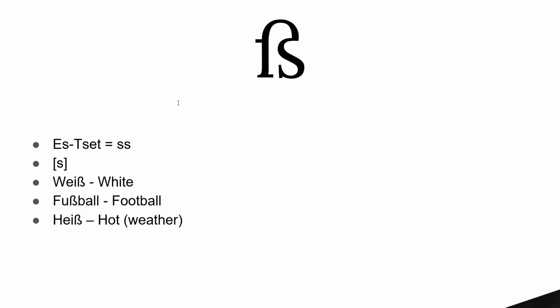which could be also described as 2 S's together. Eszett. The sound it makes is just S. But you have to be careful, because you might think that some words are written with S, but actually they are written with Eszett, even though the pronunciation is completely similar. For example, weiß. Weiß means white.